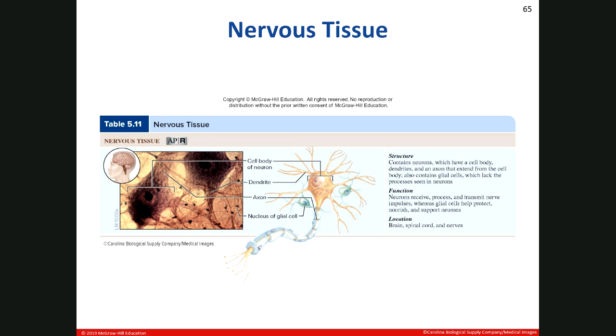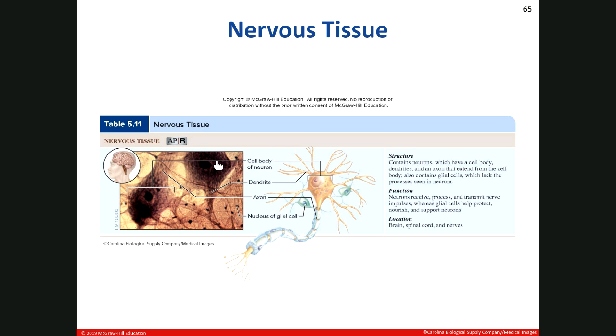Nervous tissue is amitotic. It does not regenerate or divide. There's a few exceptions, and we'll talk about that, but for the most part, it is considered amitotic tissue.